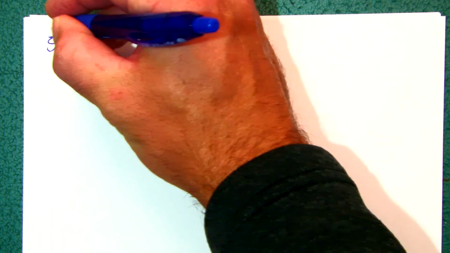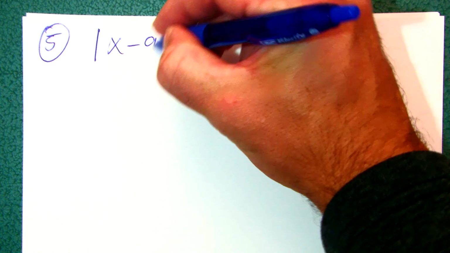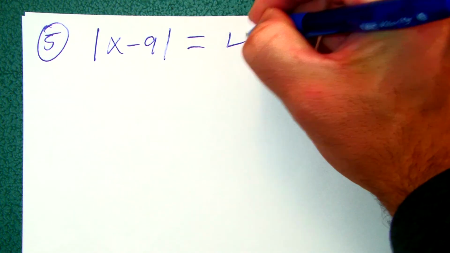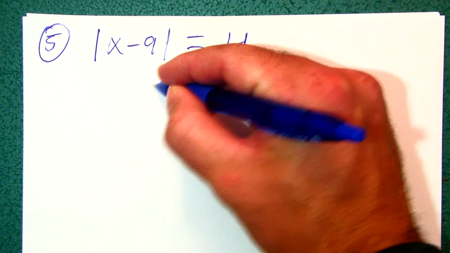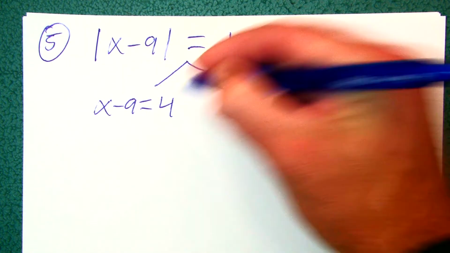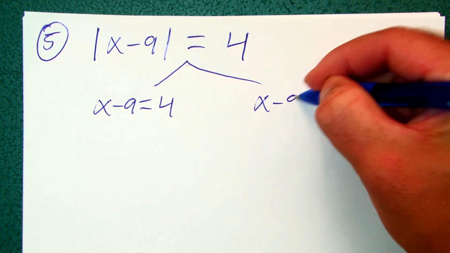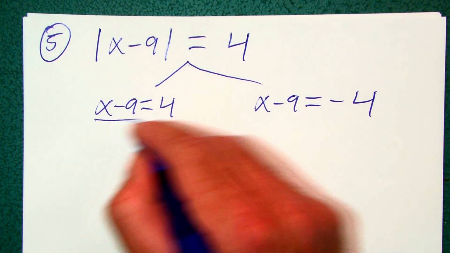All right, getting into some ones where we actually have to solve some stuff. Something like this. Absolute value of x minus 9 is equal to 4. So you got to break this into two cases. Think of it as your positive case. We could have x minus 9 equals 4. And we could also have x minus 9 equals negative 4. And then you're just solving this equation, solving this equation.